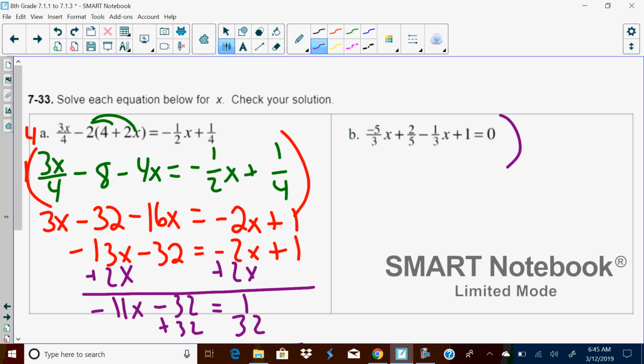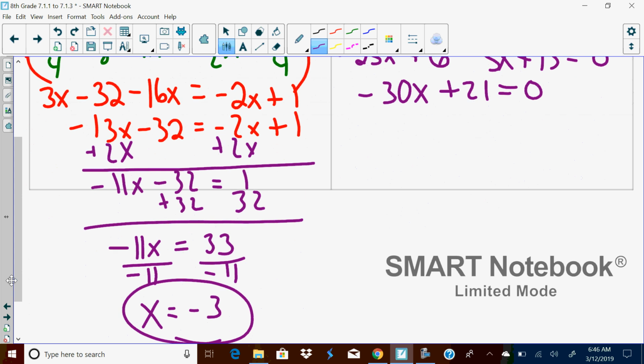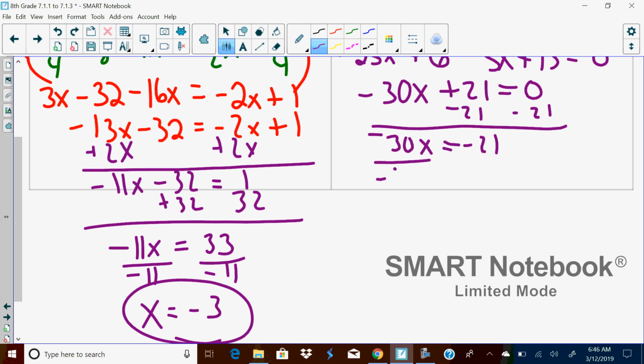For D, I'm going to multiply everything by 15. So 3 goes into 15 5 times, so I get negative 25x plus 6 minus 5x plus 15 equals 0. So I'm going to get a negative 30x plus 21. So I get, minus 21. Negative 30x equals negative 21, divide by negative 30. So I end up with x equals 7 over 10.